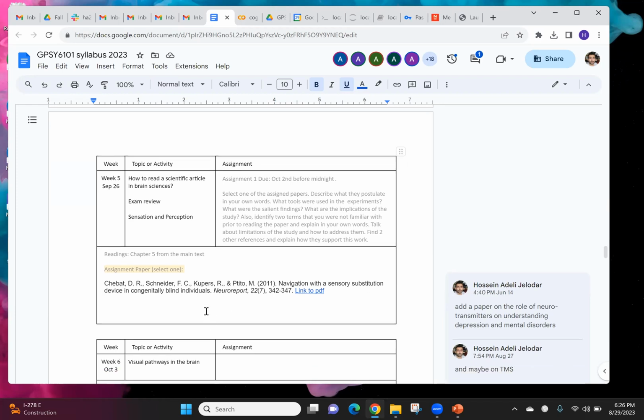I'll add another paper or two here, so you have options to pick from. But for now, it's a little early for that. I'll do it later. We'll also review the exam. Previously the TAs did it outside of the class hours, but this year I'll do it in the class myself.